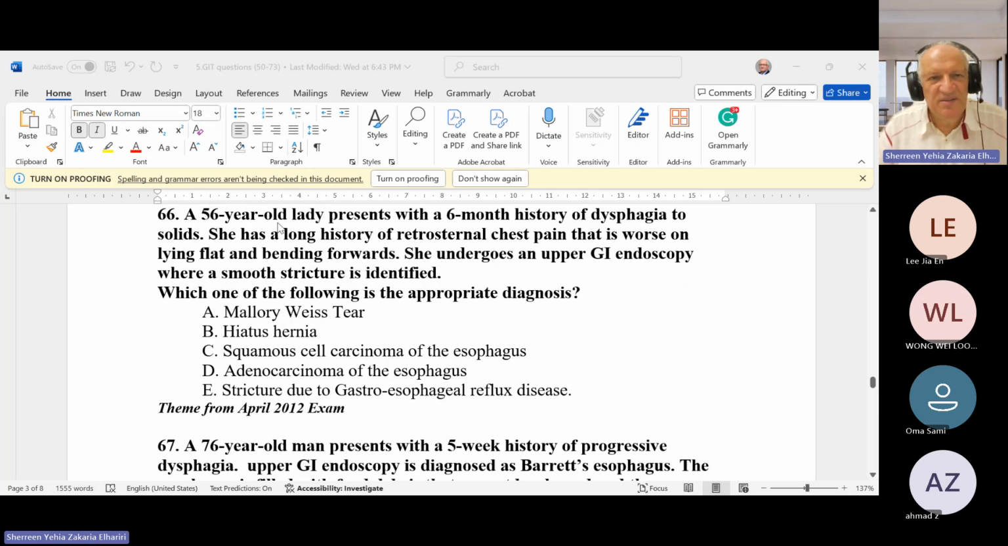Next question, a 56-year-old lady presented with a 6-month history of dysphagia to solids. Again, dysphagia to solids is usually with malignancy. She has a long history of retrosternal chest pain, worse on lying flat and bending forward. This retrosternal chest pain is usually due to reflux and especially appears at the time of sleeping. She underwent upper GI endoscopy, and a smooth stricture is identified. So this patient has a stricture and reflux. Can anyone have an idea what the diagnosis could be?